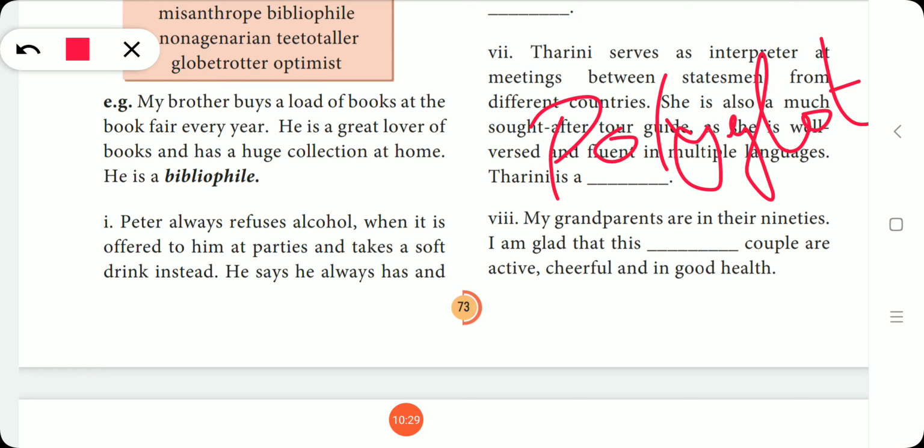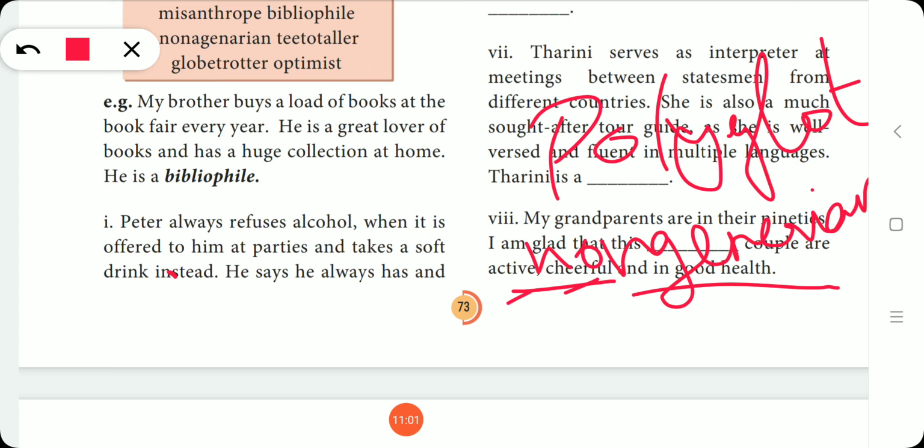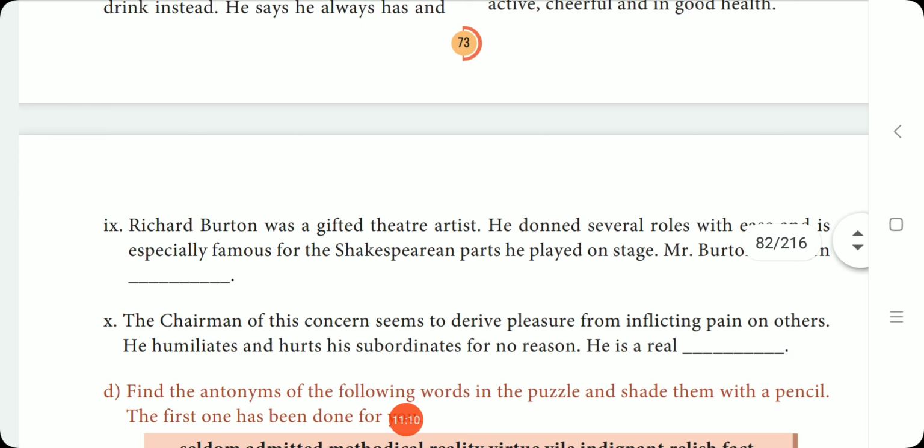Next one, my grandparents are in their 90s, that is, reaching their 90th age. I am glad that this dash couple is active, cheerful and in good health. So here, nonagenarian. People who are in their 90s are called nonagenarians. Even though they are in their 90s, they are very cheerful and in good health. They are very active, very happy, always enthusiastic. Okay, and then good health. So we call them nonagenarians.